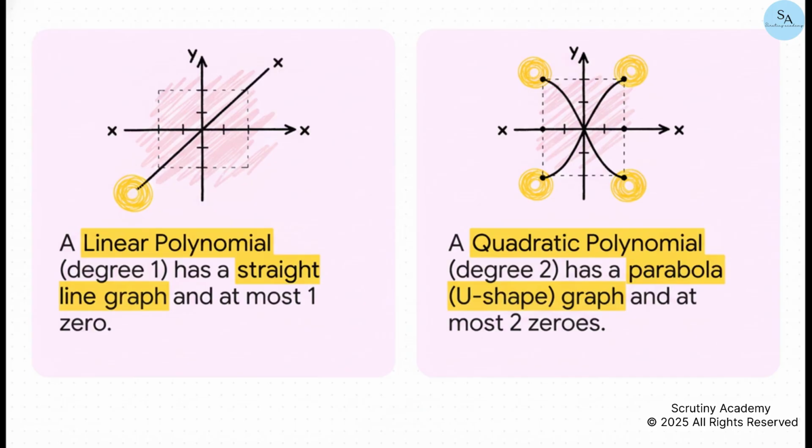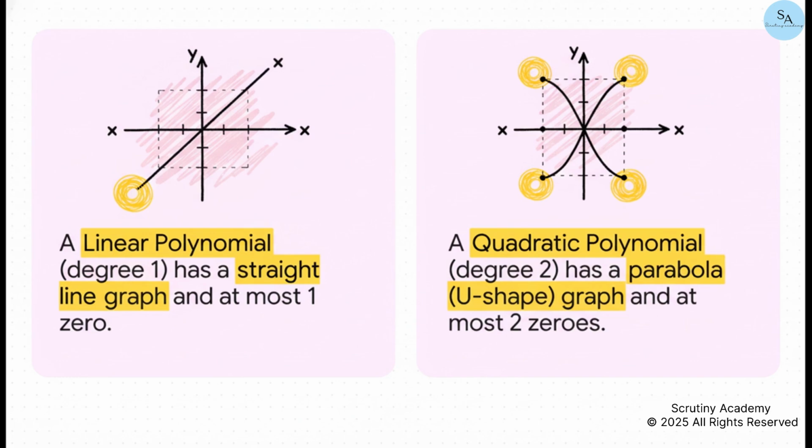On one hand, you've got a linear polynomial. Remember, its degree is 1. Its graph is always a perfectly straight line. Now think about it. How many times can a straight line cross the x-axis? At most, once. So it has a maximum of 1 zero. Then you have the quadratic polynomial, degree 2.